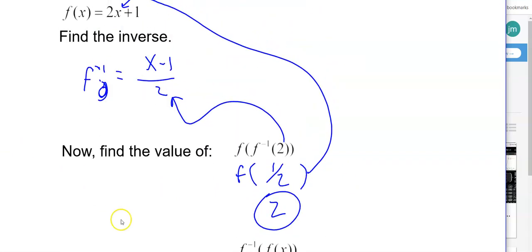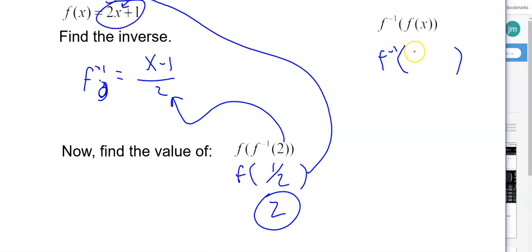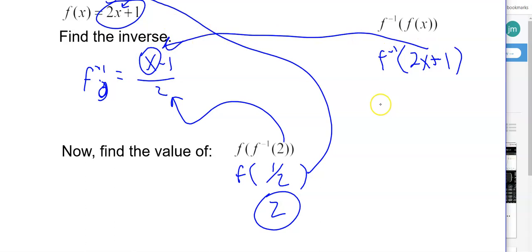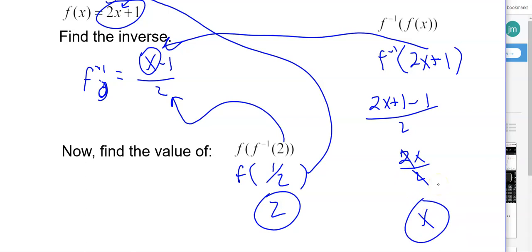Let's try this one. So let's do a different question. What's the inverse of f of x? So the inverse of f of x is really 2x plus 1. So I'm going to plug that in. Now, everywhere there's an x right there, I'm going to plug in the 2x plus 1. So I get 2x plus 1 minus 1 all over 2, which is 2x all over 2, which is x. Let's cancel. So all that simplifies to be x. Kind of interesting.